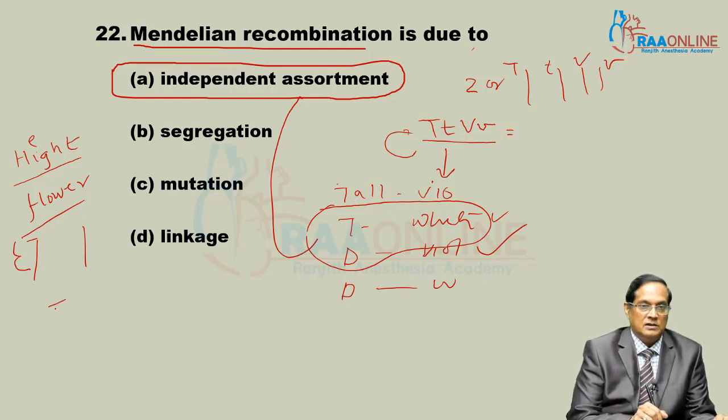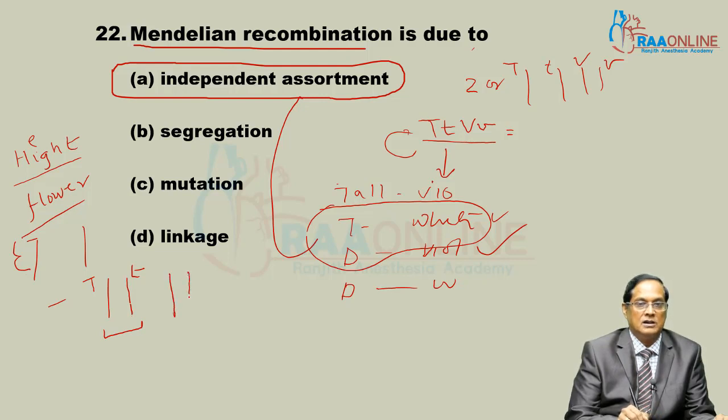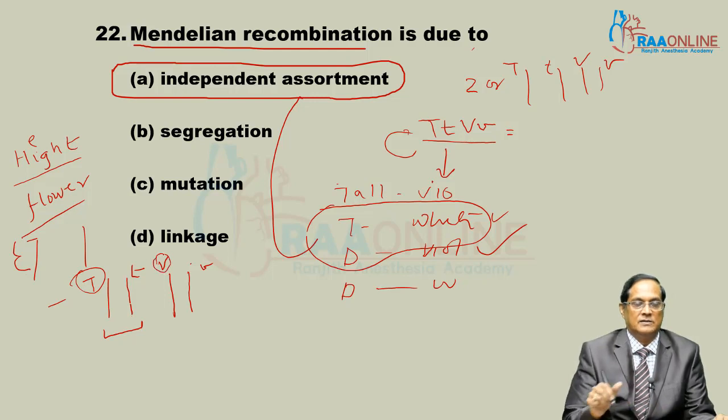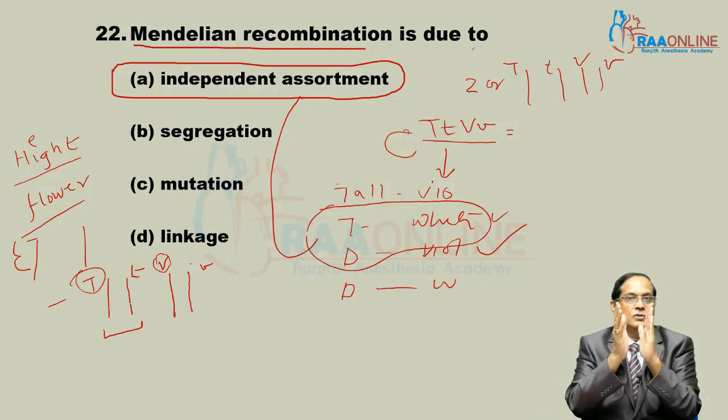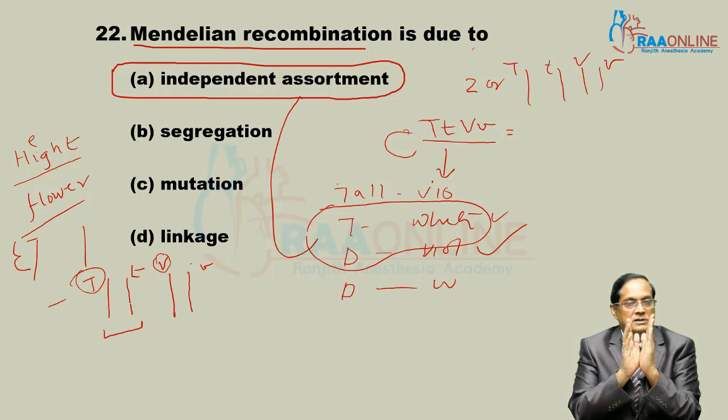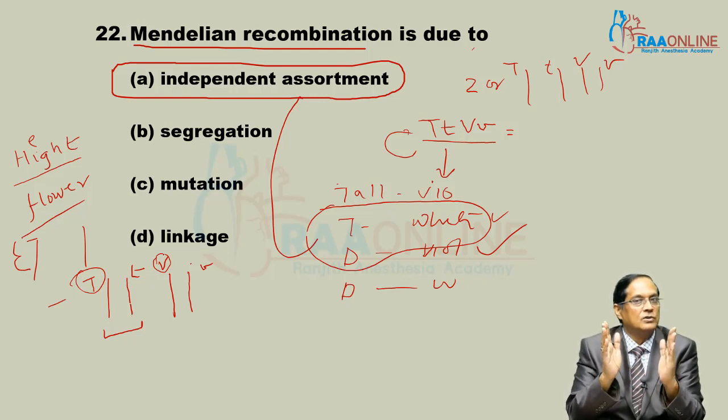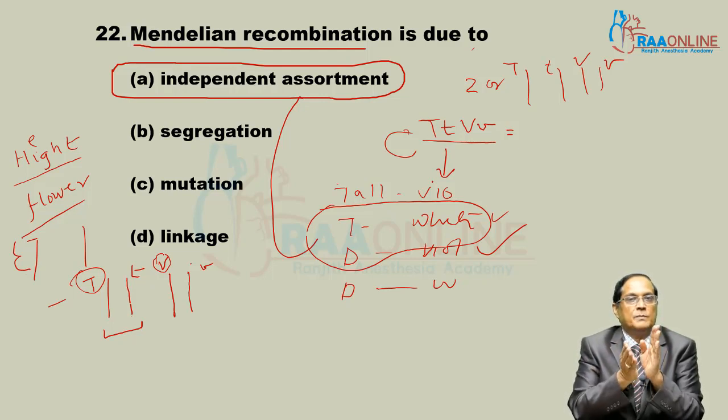On one chromosome, capital T is there. On the same homologous chromosome, at the identical position, small t is there. This is the pair of homologous chromosomes. Similarly, with respect to the color of flower, capital V and small v. Height and flower color are two different types of characters. If their genes or alleles are located on two different chromosomes, then their inheritance in the next generation is not dependent on one another.